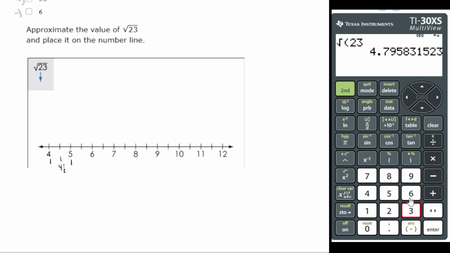So if you're approximating where the square root of 23 is, 4.79 would be about 3/4 of the way between 4 and 5. So you would want to try to put it about here, which is about halfway between 4.5 and 5. That's all you got to do. Just drag it, put it on the number line right there, call it a day.